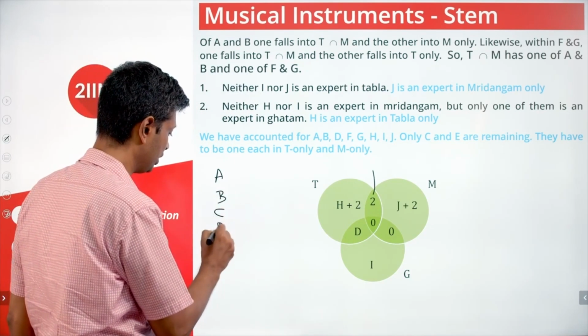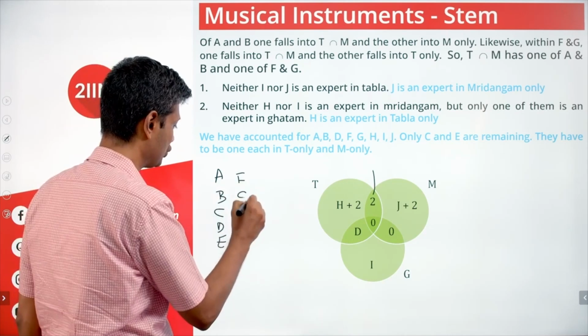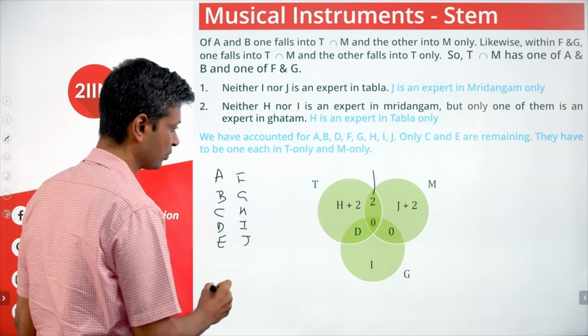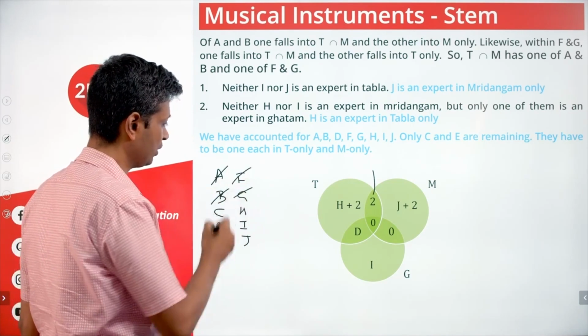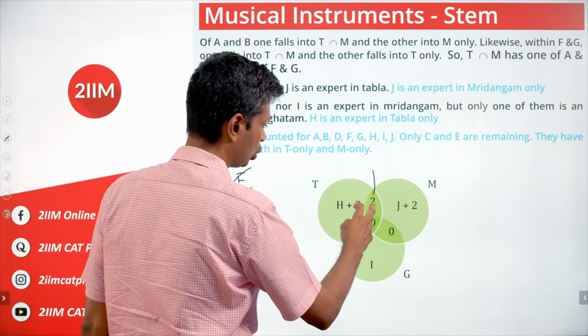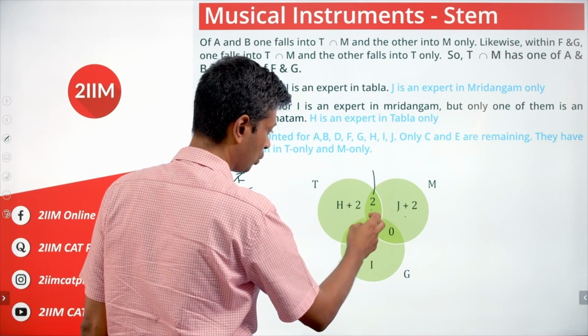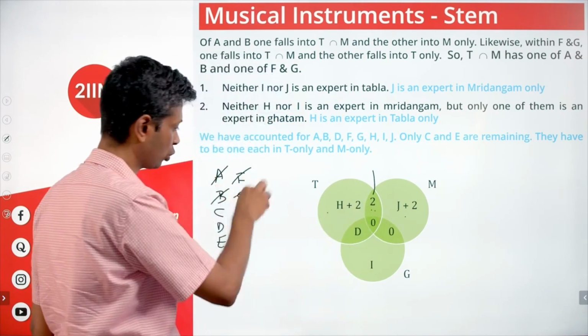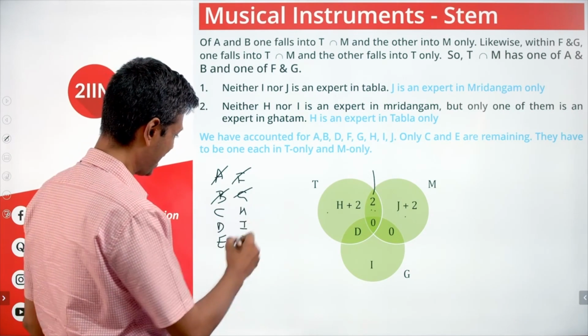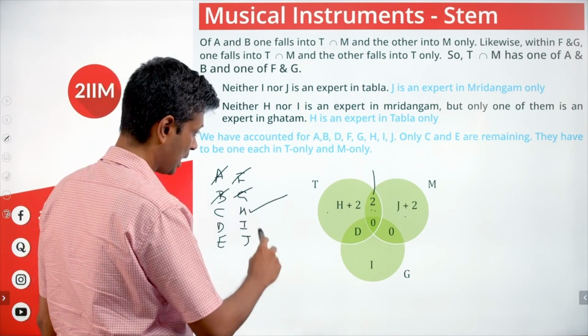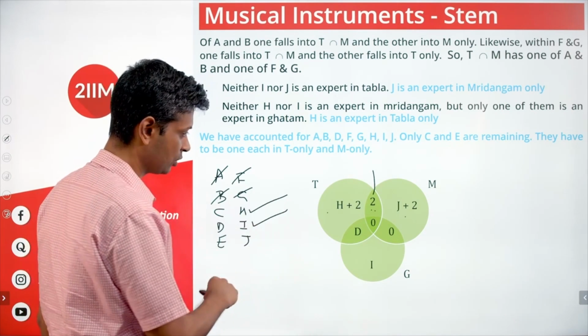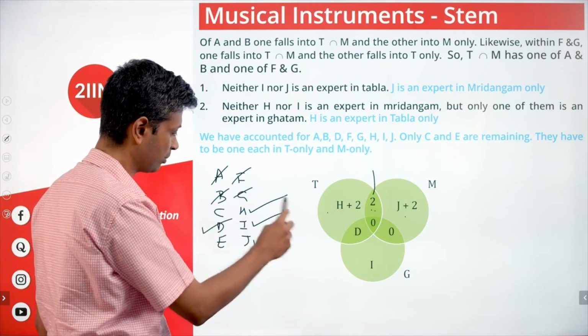A, B, C, D, E, F, G, H, I, J. A, B, F, G. One of the two here, the other here. One of the two here, the other here. These 4 are accounted for. H is in the bag. I is in the bag. D is in the bag, J is in the bag.